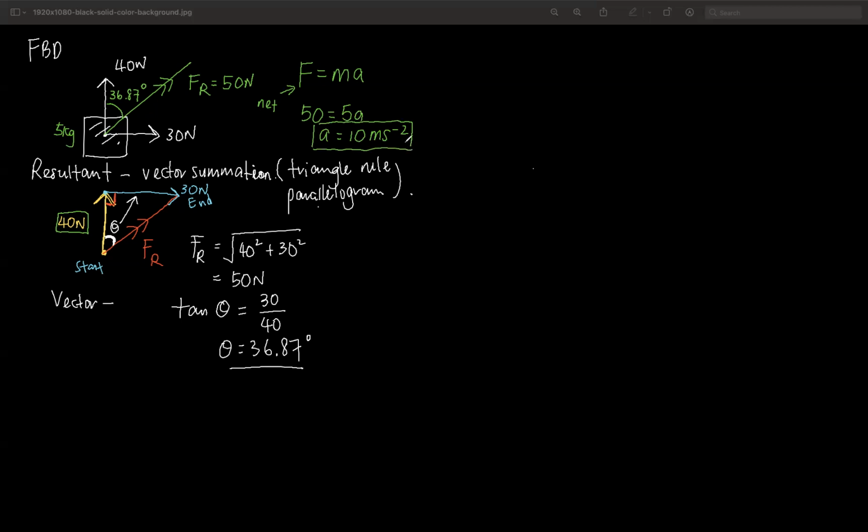Acceleration is 10 meters per second squared. If the question wants you to find the acceleration, then you do F equals ma. It will be accelerating in this direction with 10 meters per second squared. Right here, an unbalanced system.